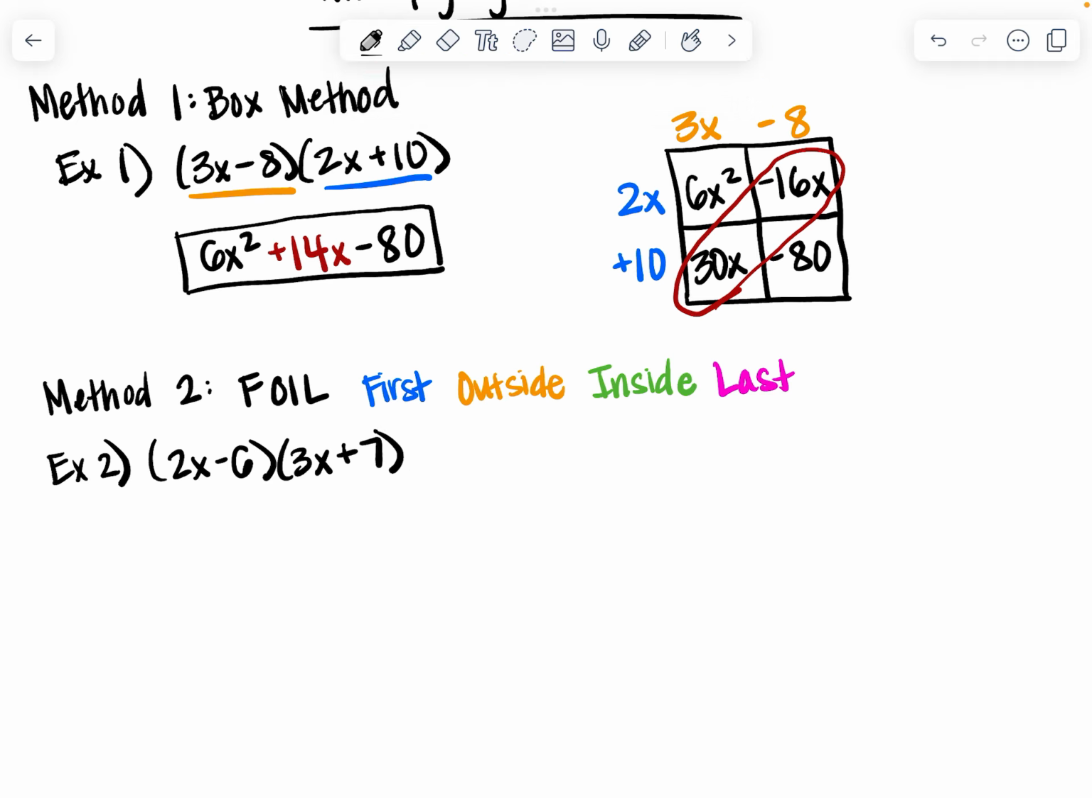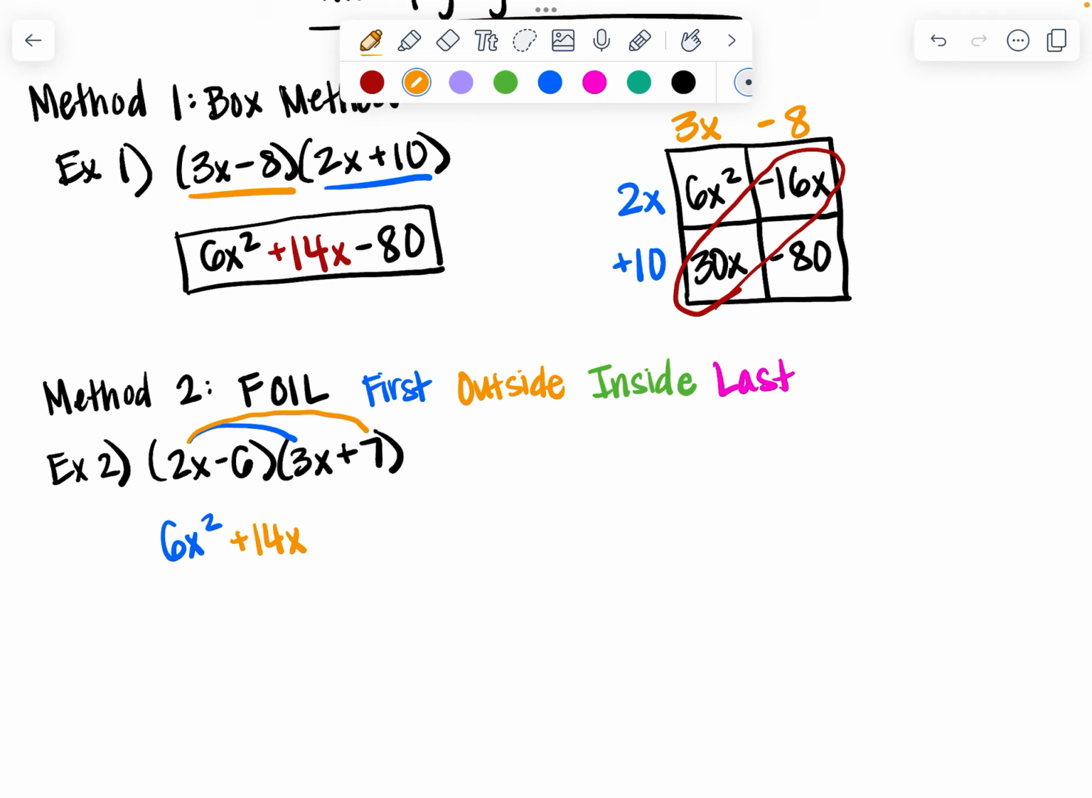So I'm going to multiply the first terms in each binomial. So 2x times 3x is 6x squared. Then the outside terms, 2x times 7 is 14x. Then the inside terms, negative 6 times 3x is negative 18x. And last terms would be negative 6 and positive 7, negative 42.